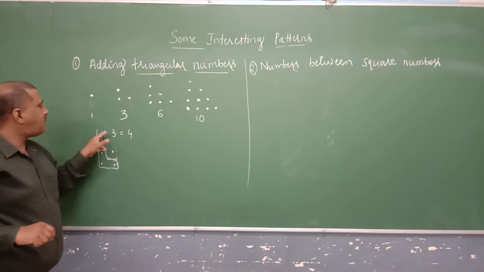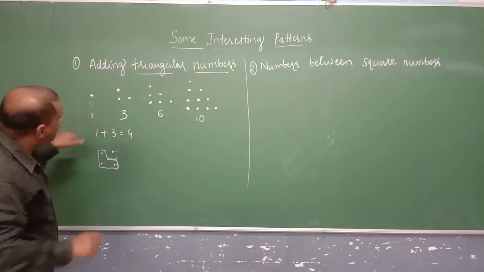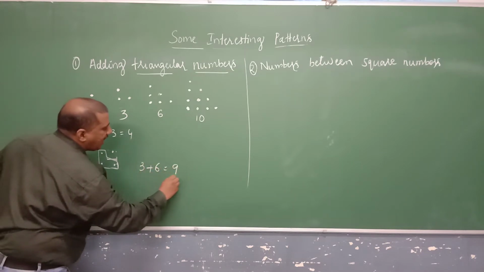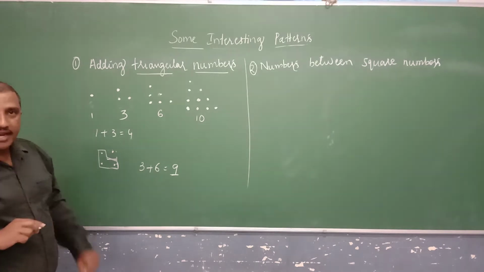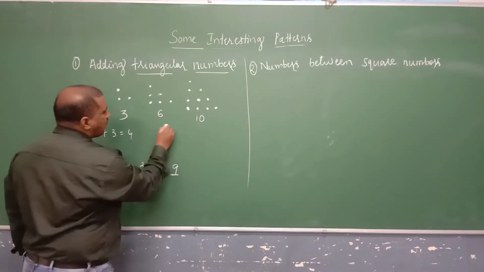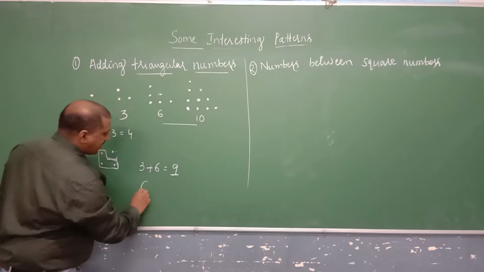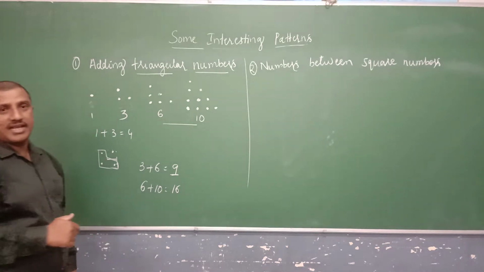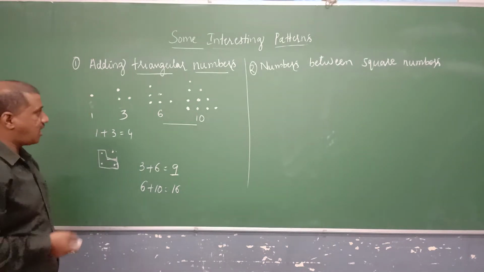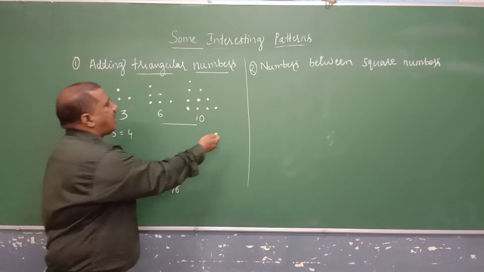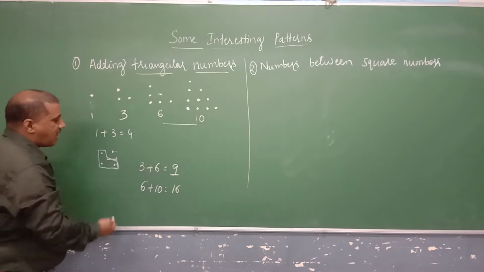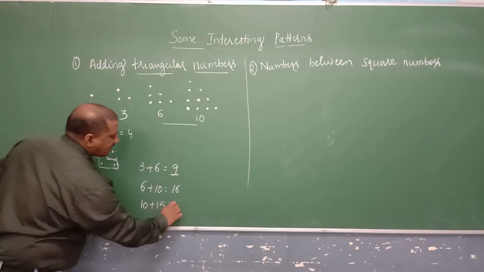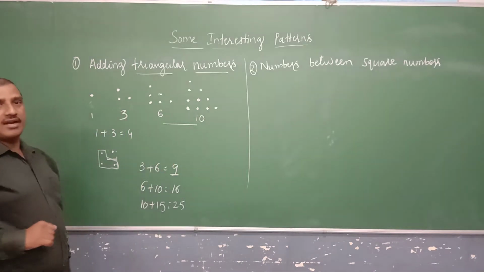For example, 1 plus 3 is equal to 4. Similarly, 3 plus 6 is equal to 9. 9 is a perfect square number. Next, if you go for these two numbers, 6 and 10, 6 plus 10 is equal to 16. 16 is a perfect square number, that is 4 square, 4 into 4 is 16. Then for the next triangular number, 15, by adding this 15 to this 10, we get 25. This 25 is also a perfect square number.